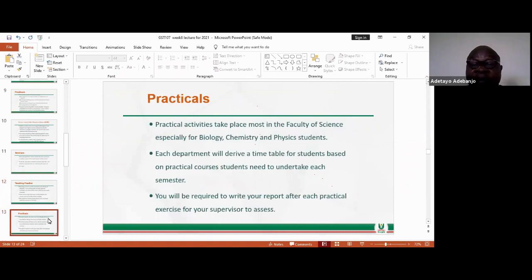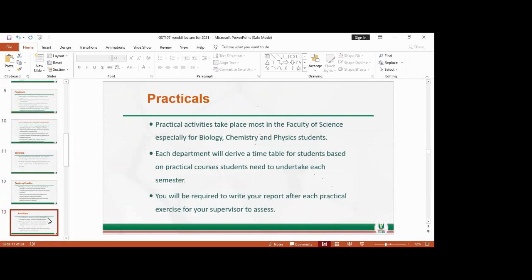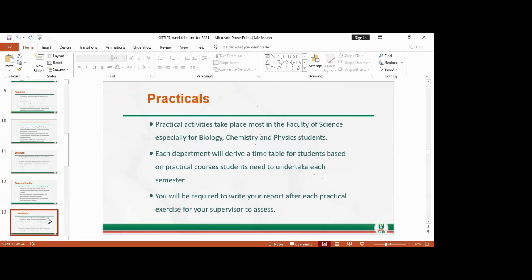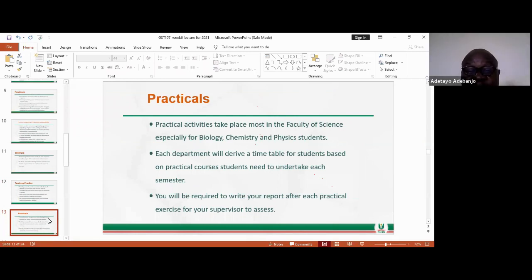All those things are there in your teaching practice exercise books. And another thing is non-examinable courses, practicals. There are some peculiar activities, mostly taking place within the Faculty of Science in most cases. Those of you in biology, some of you will do dissection. In chemistry, you do titration. In physics, you do lighting and all the rest.